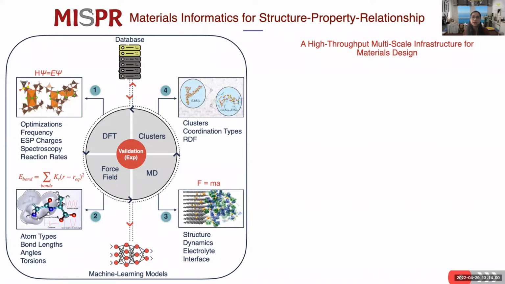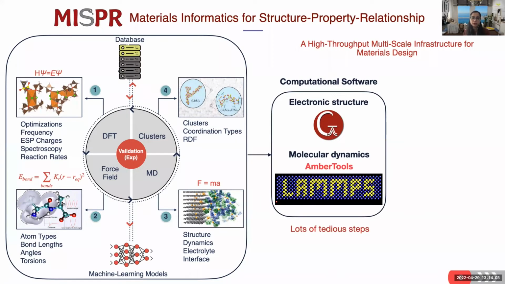models. Okay. And overall, this infrastructure includes a lot of tedious tasks because we are combining computational chemistry software at different length and time scales. So we are using Gaussian for high throughput DFT calculations. We are using Amber for force field development, and we are using LAMMPS for high throughput MD simulations. And each of these software have their own required input parameters, file format, and execution command, and the infrastructure MISPR basically automates all these steps and allows the user to provide only minimal required input.